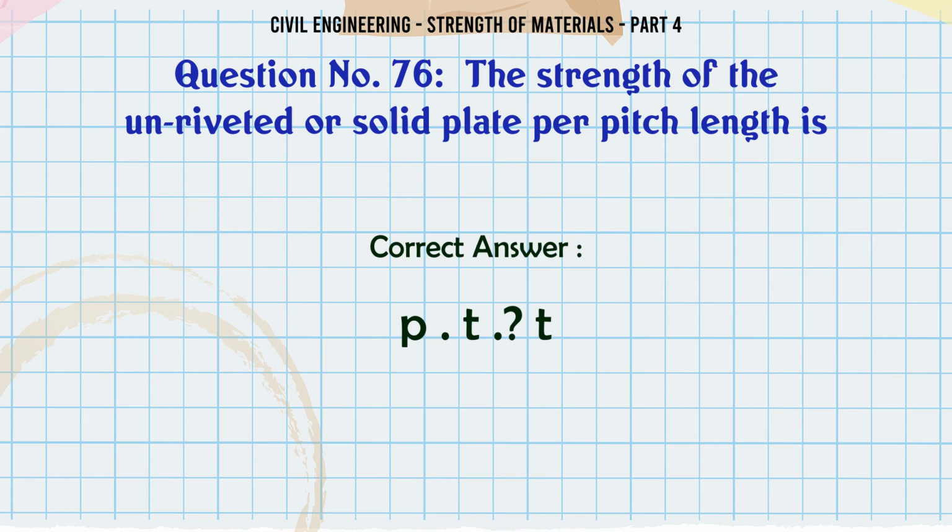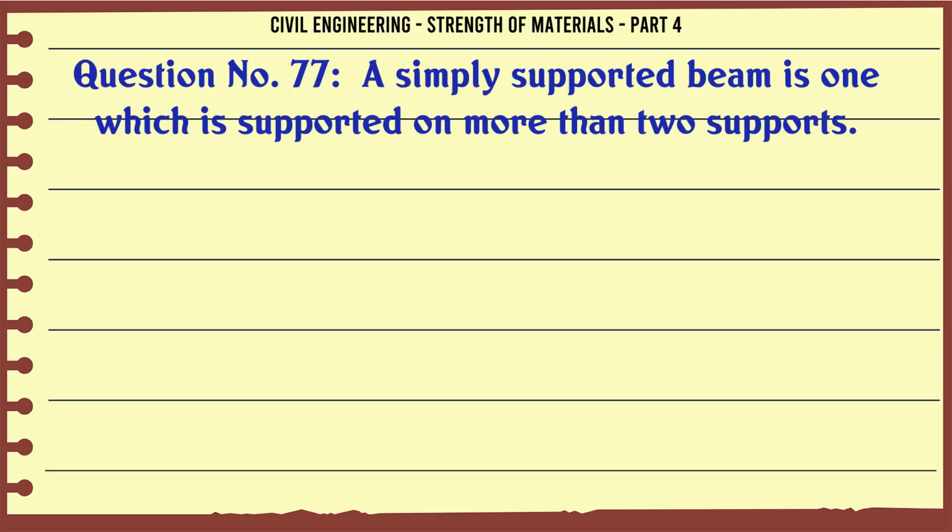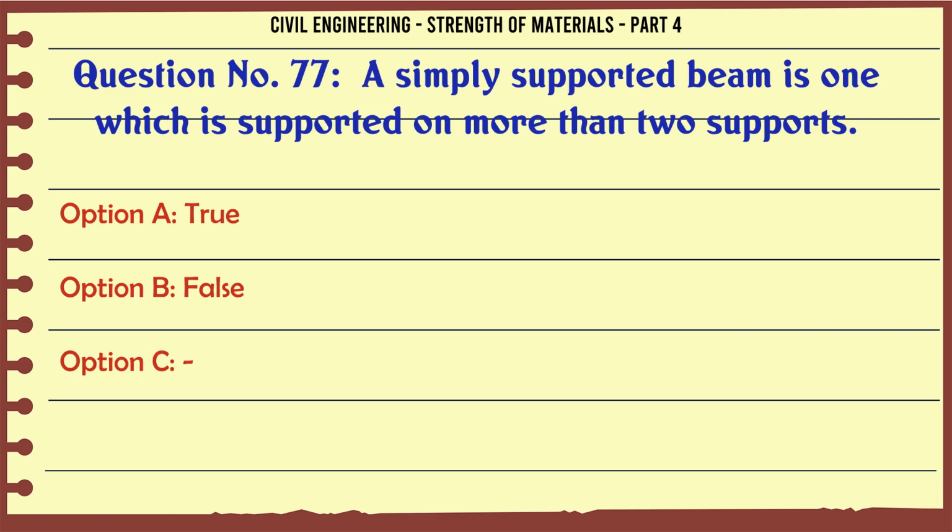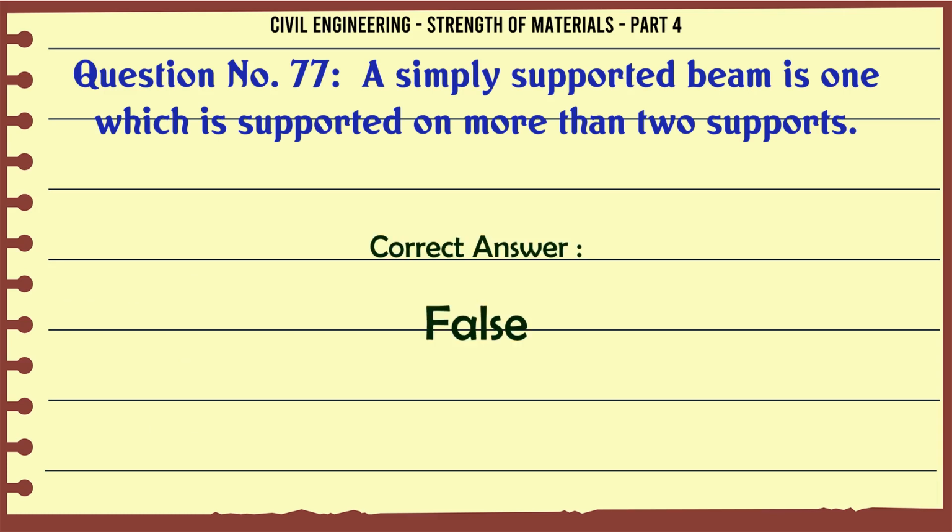A simply supported beam is one which is supported on more than two supports. A. True, B. False, C. D. The correct answer is false.